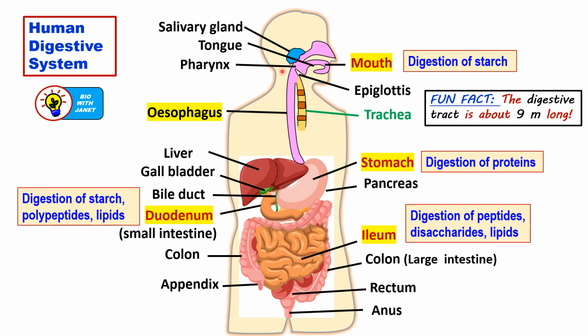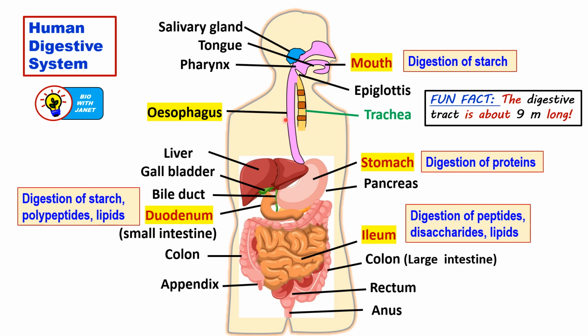And then we have the pharynx, which is the intersection between the esophagus and the mouth. Here is at the back of the mouth. And then we have the epiglottis, which is a tiny flap that closes the trachea when we swallow so that the food doesn't go into the trachea.